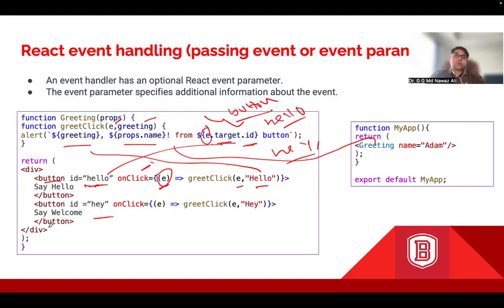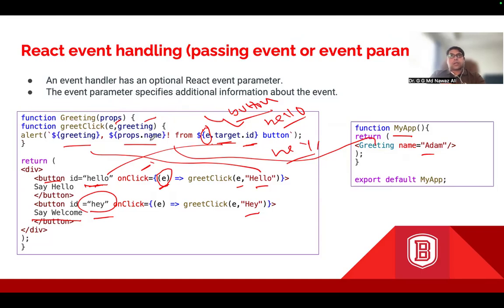But if you click this one, so this event occurred, then it will send hey, and the name will come from this one, which is Adam. So it says hey Adam from, and this time the button ID will be hey, so hey Adam from hey button. This is a very simple example to explain how we can pass or get the event, and also the related target values.